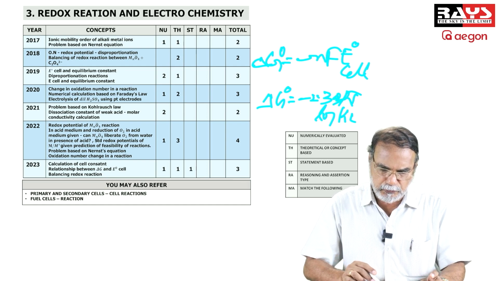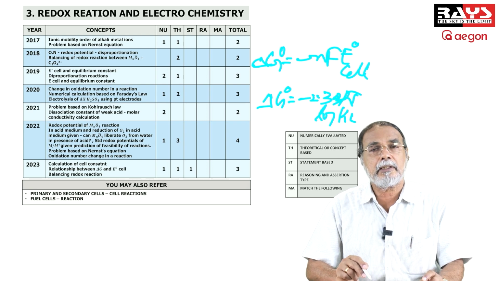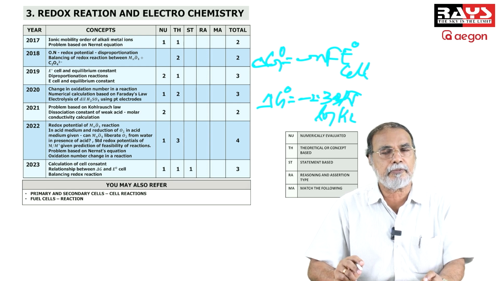So one such question was there in 2019. 2020, there was a question on the change in oxidation number in a reaction. There was a numerical calculation based on Faraday's law of electrolysis, and there was also the prediction of products of the electrolysis of dilute sulfuric acid.